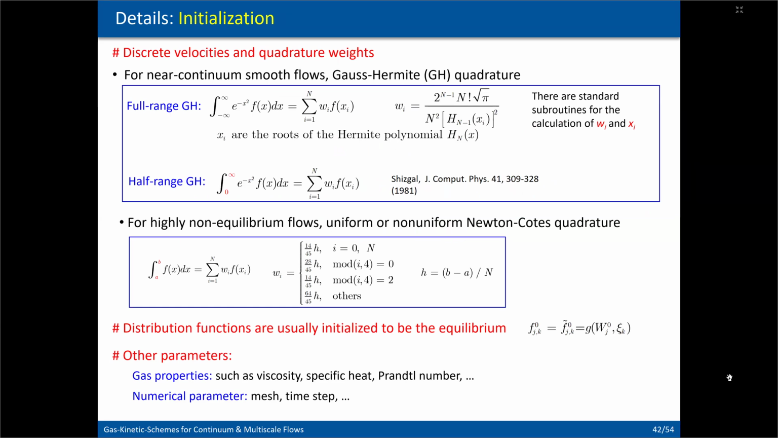Gauss-Hermite quadrature, like in the lattice Boltzmann method. And for highly non-equilibrium flows, we can use other quadratures to give the discrete velocities, for example, the Newton-Cotes quadratures. And the distribution function should also be initialized. Usually, we can just set it to equilibrium. And for more accuracy, we can use the Chapman-Enskog expansion or a Hermite expansion. And the other parameters should also be initialized, such as gas properties and numerical parameters such as mesh and time step.